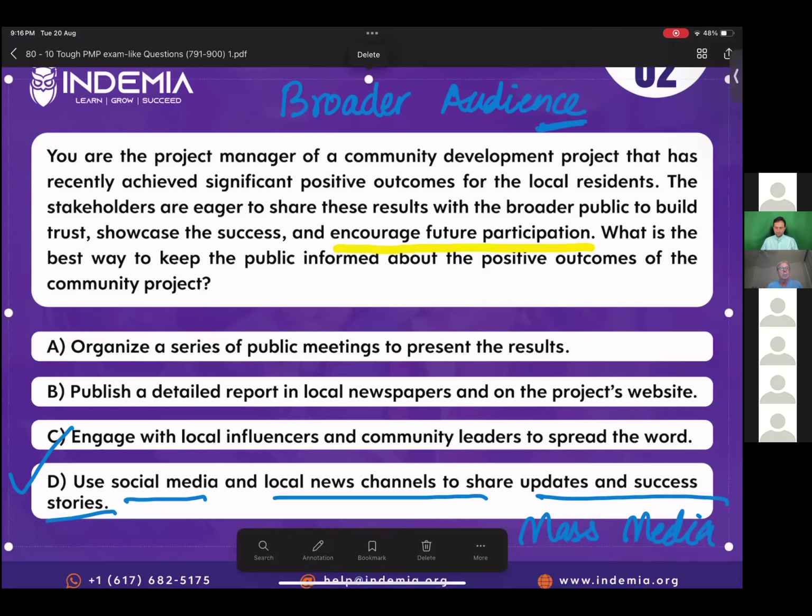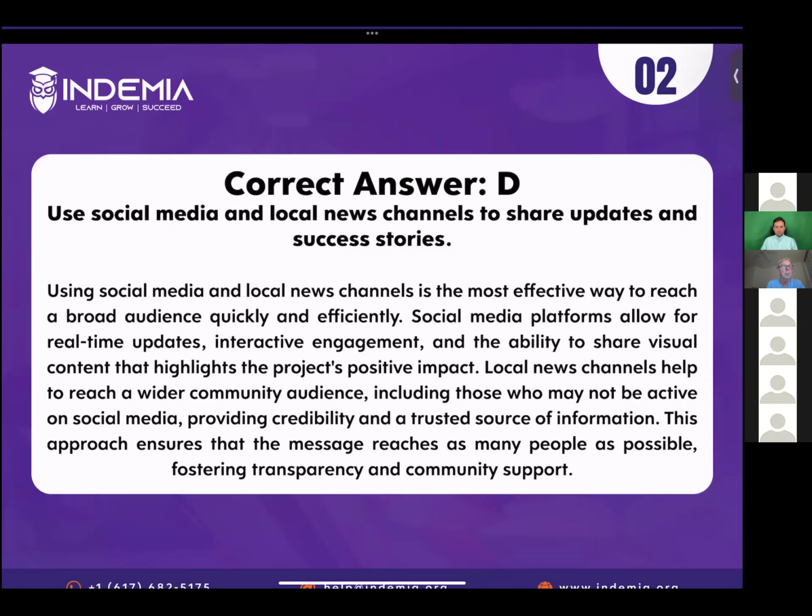Let's read the explanation. There's a very good comment in the chat. It says, are we assuming everyone has access to social media? So we are using social media and local news channel, assuming that the majority of the people would get access to this communication, because reaching each and every individual might not be possible, right? So we want to do maximum work as much as possible. If we use these two channels, then most of the people would be covered. So we are not assuming everybody would be using social media. All right, next question.